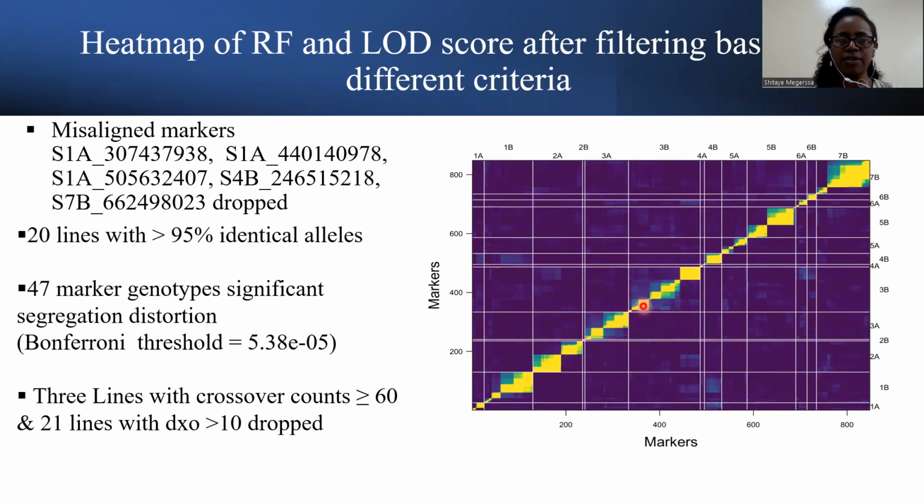This graph is the heat map of recombination fraction and LOD score after filtering based on different filtering criteria, which is clear. We don't have any yellow strip on the blue background. We removed about 5 misaligned markers, 20 lines with 95% identical names, 47 markers with genotypes showing significant distortion, 3 lines with crossover counts above 60, and 21 lines with double crossover counts. After applying these, we came up with this recombination fraction and LOD score heat map, and we are good to go for the genetic map.